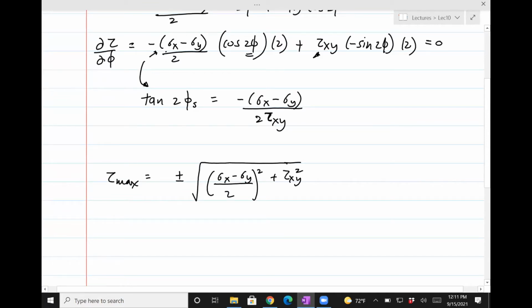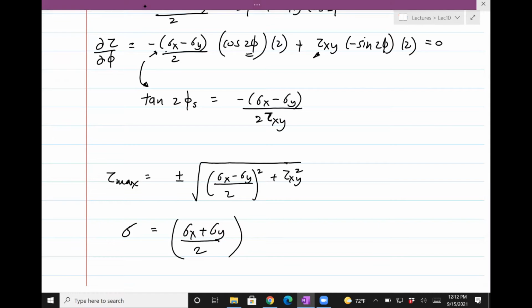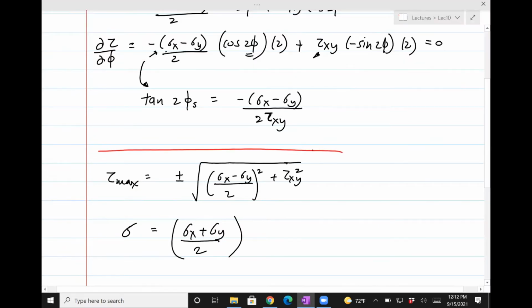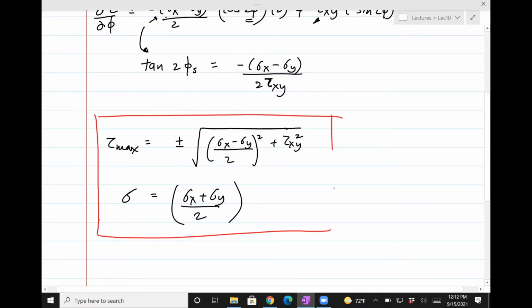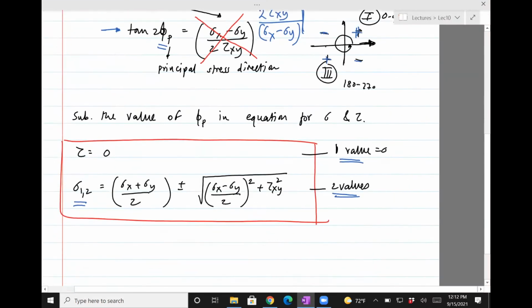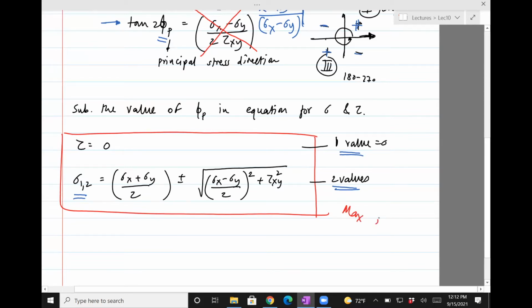We also want to know what the value for sigma is when we sub in the maximum shear stress. So it turns out that the normal stress is not zero, unlike the previous case. It's actually a non-zero value, sigma x plus sigma y divided by 2. So this is max tau. And then I don't know if I circle the other one. Yeah, this is max sigma. Okay.